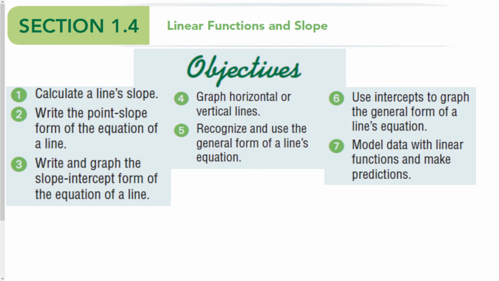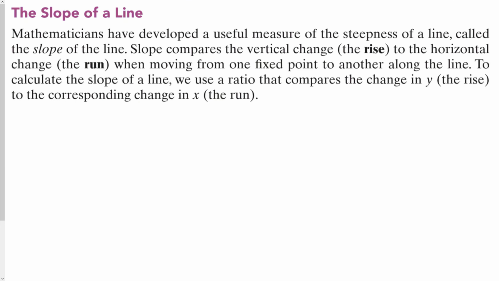Okay, so the objectives are to first calculate the slope, then we'll write the point slope form of the equation of a line, then we'll talk about the slope intercept form of the equation of a line. Then we'll graph horizontal and vertical lines, and then talk a little bit about the general form of a line's equation. And finally, intercepts to graph and a fun word problem where we can use data to model a linear function. Okay. So first, let's start off with slope.